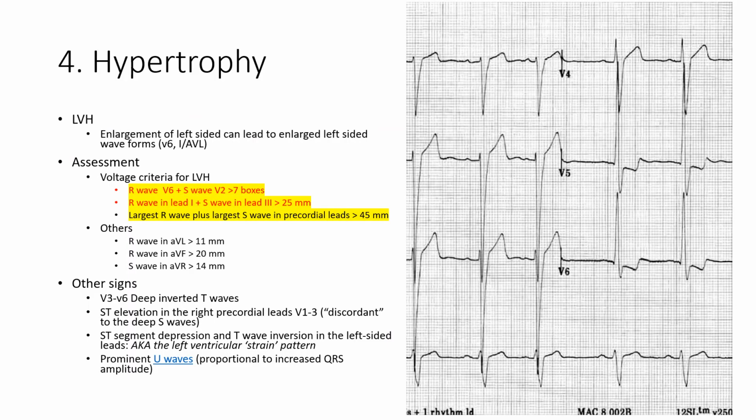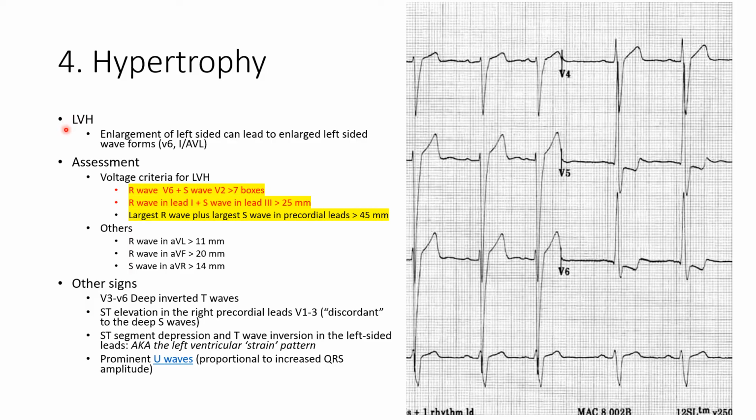Now we're going to learn how to assess for hypertrophy on an ECG. Remember, the larger the heart is, the more muscle there is. The more muscle, the more ions that move through it, and thus the larger the current. And the larger the current, the larger the deflection on your ECG. So we can look for very large waveforms in certain spots to represent cardiac hypertrophy from excessive current.